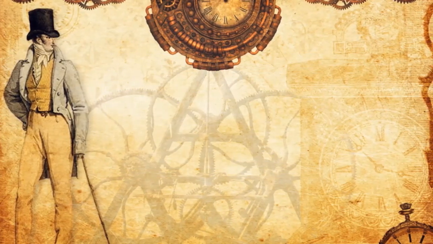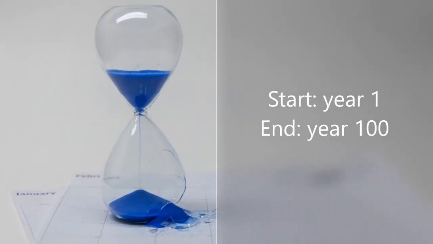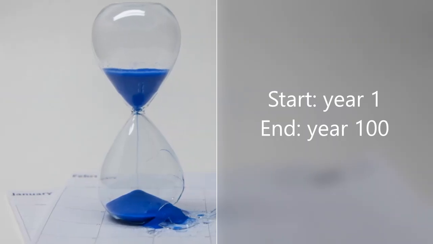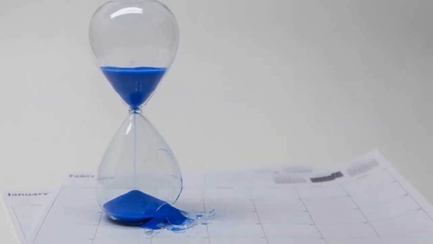Therefore, a century begins when you start at 1 and stops when you reach 100. For example, the first year in the first century AD is known as AD 1. Therefore, the last year of the first century is AD 100. Sounds pretty straightforward, doesn't it?